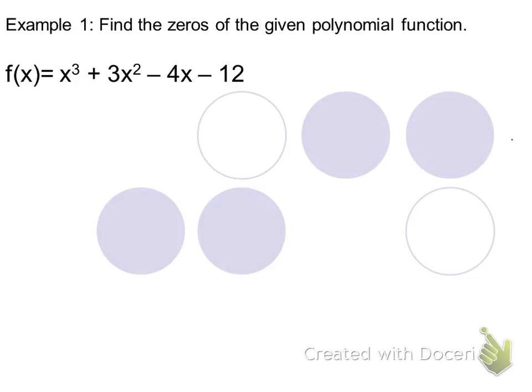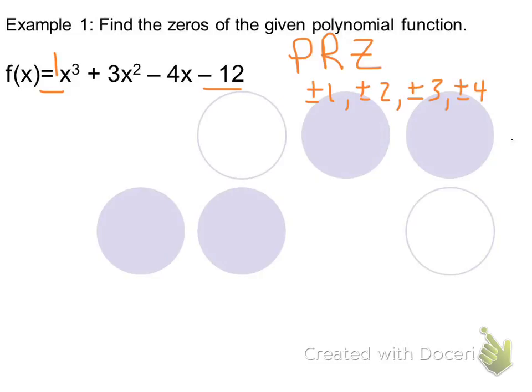So what are the possible rational zeros? We're going to abbreviate that: possible rational zero, PRZ. What are they? The factors of this number divided by the factors of that number. But this is just 1, so that's a gift. So we're just looking at the factors of 12 over 1. What are the factors of 12? Plus or minus 1, 2, 3, 4, 6, 12. These are all numbers that divide 12. Those are the possible rational zeros.